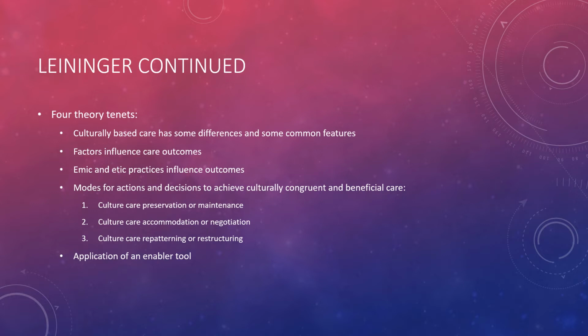That there are emic and etic practices that influence outcomes. And emic are those that are internal to a person or internal to their understanding of the world. I want to make sure that I'm going to quote this because I tend to conflate these. So emic means lay, folk, or indigenous practices and profession, lay, folk, or indigenous practices.